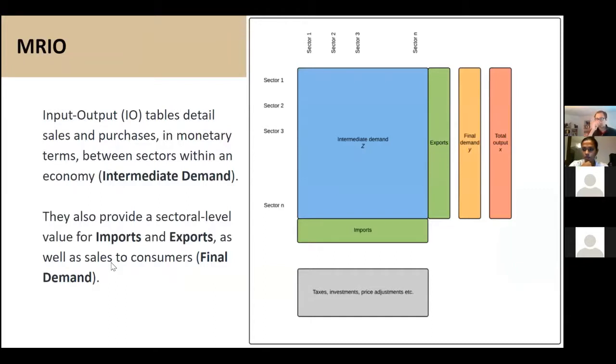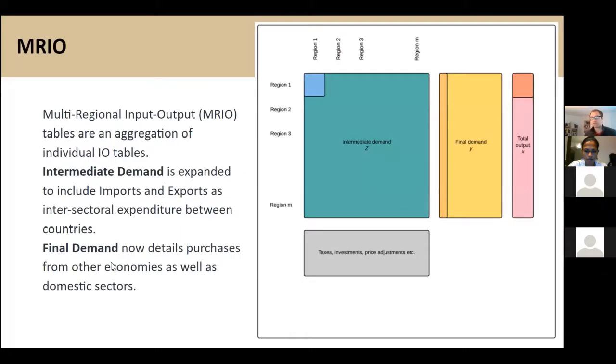So the next step of the trade model is the MRIO step. Input and output tables detail sales and purchases in financial terms between sectors within an economy, and they also provide sectoral level value for imports and exports and sales to consumers. So the sales to the consumers is our final demand. Now that's an input output table.